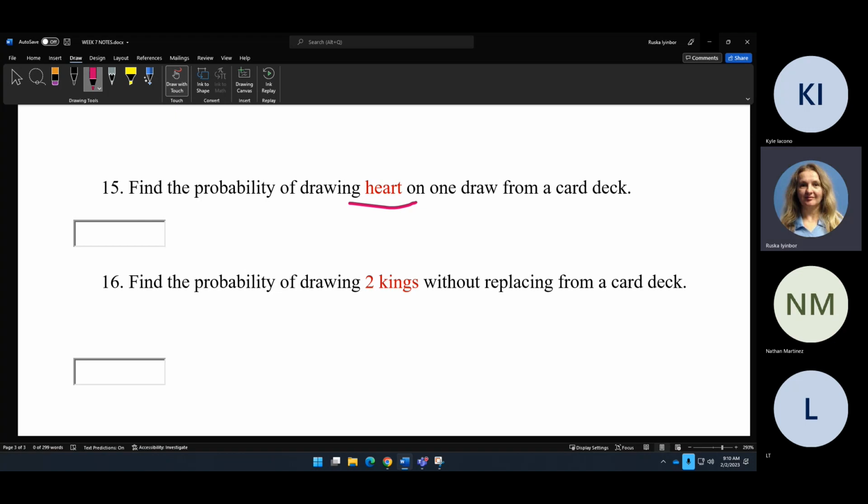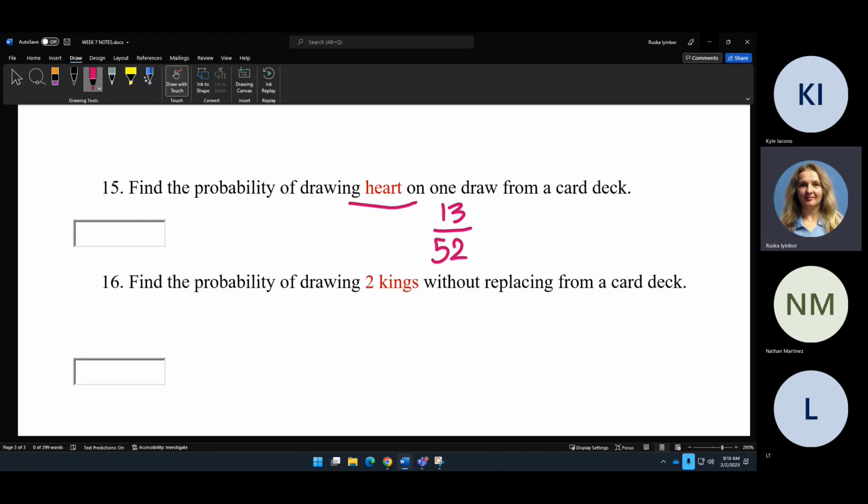How many hearts in a deck? 13. So 13 hearts, 52 cards. Now, you can look at this in another way. Guys, listen. Okay, you can look at this question another way.